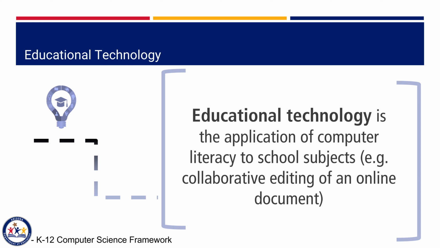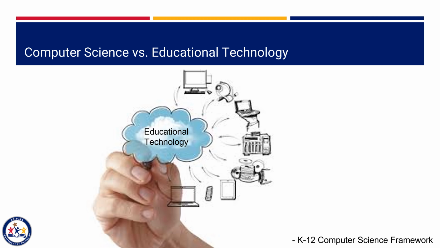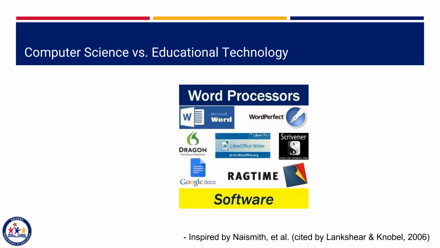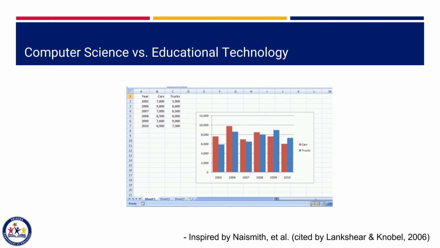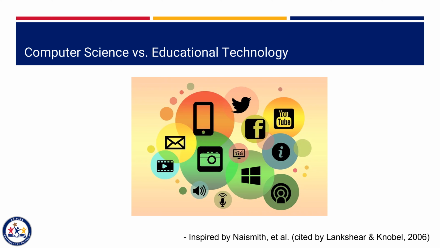Educational technology is the application of computer literacy to school subjects, for example, collaborative editing of an online document. Educational technology involves the disciplined application of knowledge for the purpose of improving learning, instruction, and student performance. There are many types of educational technology that can be utilized in the classroom. Some common examples are using a word processing software to write an essay, using spreadsheets in math and science class to analyze data, knowing how to locate primary and secondary resources to study specific time periods in a history course.